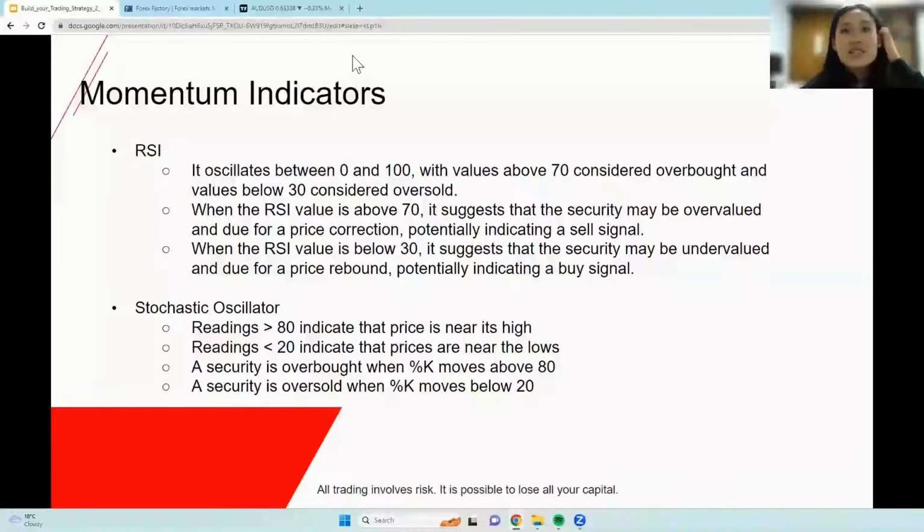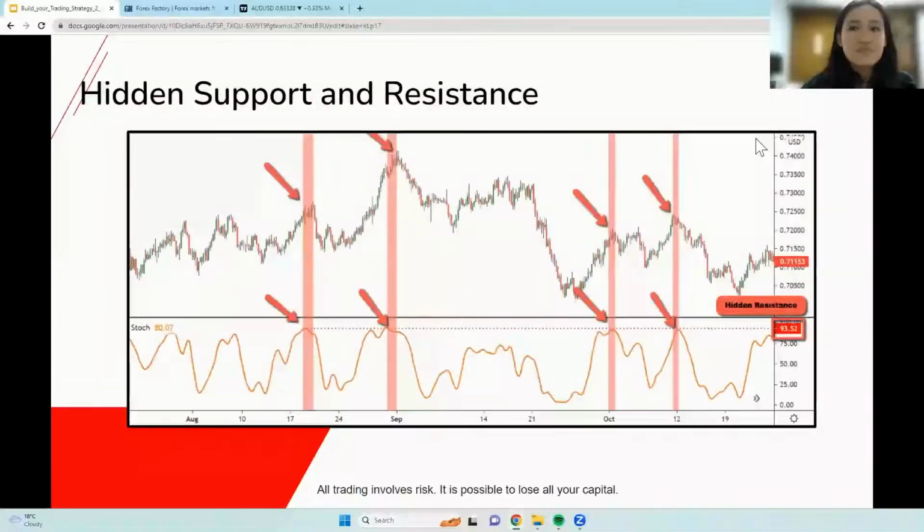Okay, I'll show you guys an example. There's an example in the next slide. So for the stochastic oscillator, readings more than 80 indicate that price is near its high. Readings below 20 indicate that prices are near the lows. A security is overbought when the percentage K line moves above 80 and is oversold when the K line moves below 20. So this is an example here.